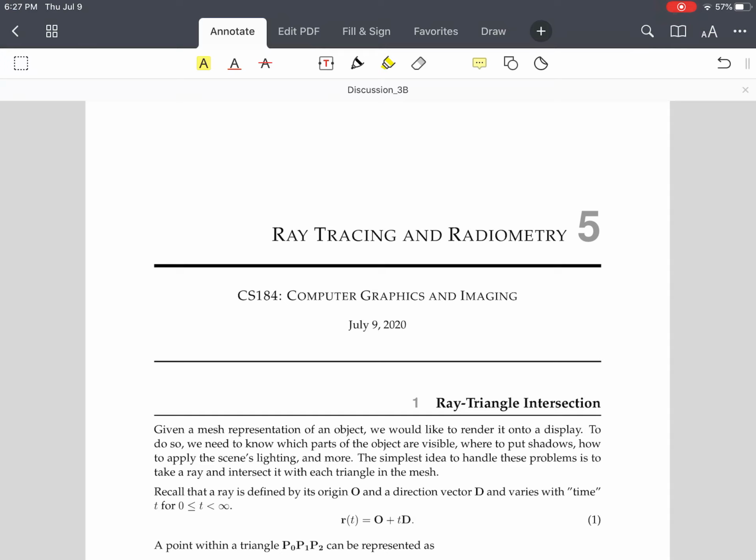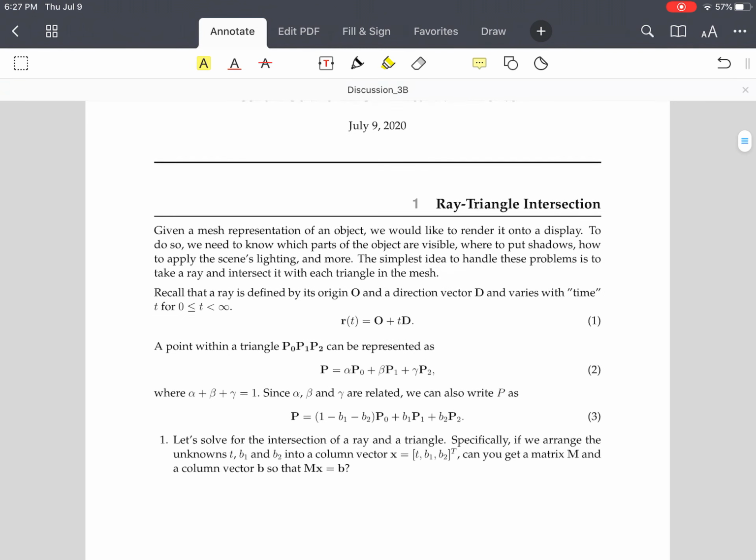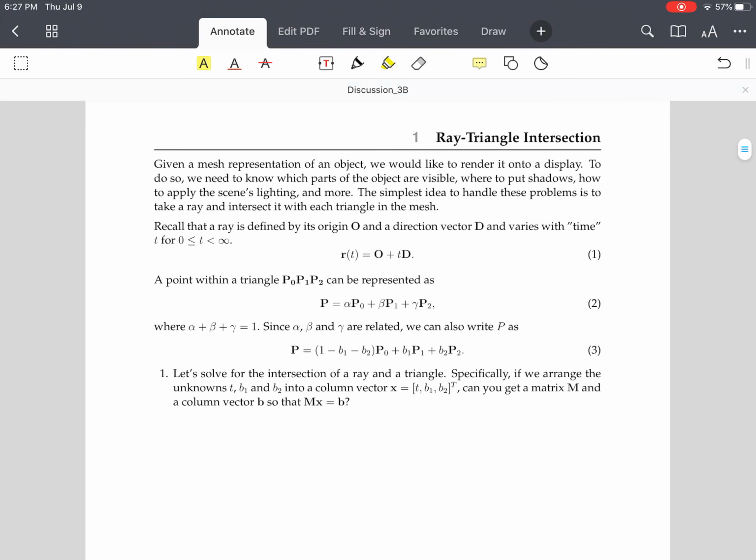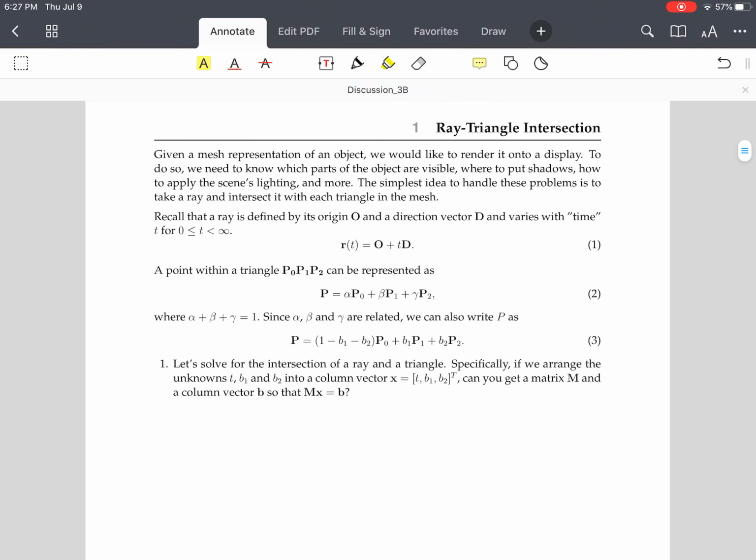Today we're going to go over discussion 3B, ray tracing and radiometry. So let's get started. The first topic is ray triangle intersection. If you watched the last discussion, we went over ray plane intersection, and ray triangle intersection is a more specific version of that. This will be really useful when we're trying to render meshes, because meshes are essentially just a collection of triangles. Given the mesh representation, we want to render it to know what parts of the object are visible, where to put shadows, apply the lighting, and all of that. Let's look at how we can do that.